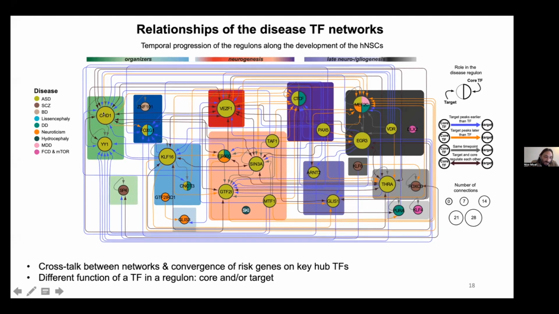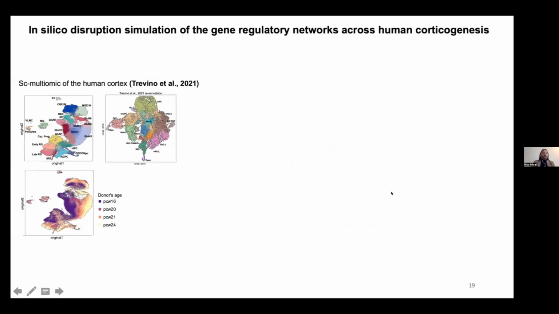Because if the mutation is in this transcription factor associated with ASD, for example, and it's mutated, this lesion affects early stem cells, but this other perturbation, of this transcription factor which is expressed late, may give me a different manifestation. And in order to see the impact of the perturbation of the different transcription factors across human corticogenesis, we performed in silico perturbation simulation of the gene regulatory network using the single cell multiomics dataset from Sergiu Pasca's lab.